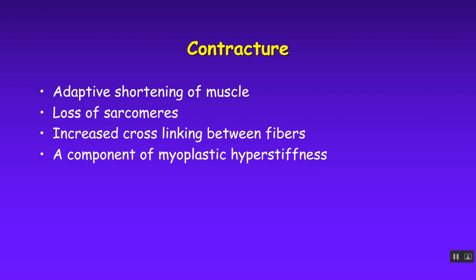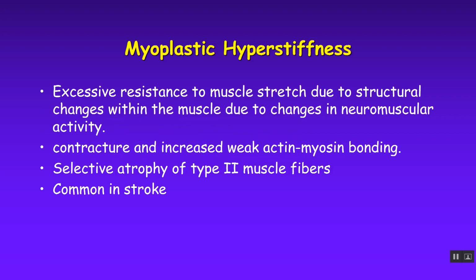Contracture is part of this bigger phenomenon that we see in neurologic patients called myoplastic hyperstiffness. So this concept of myoplastic hyperstiffness is excessive resistance to muscle stretch due to the structural changes within a muscle due to changes in neuromuscular activity. So when you have loss of normal neural control to a muscle, especially in upper motor neuron problems, you get this myoplastic hyperstiffness over the course of several weeks to months, okay? Which involves contracture. So you actually lose sarcomeres, which takes a little while. It takes a few weeks to a few months to start losing your sarcomeres.